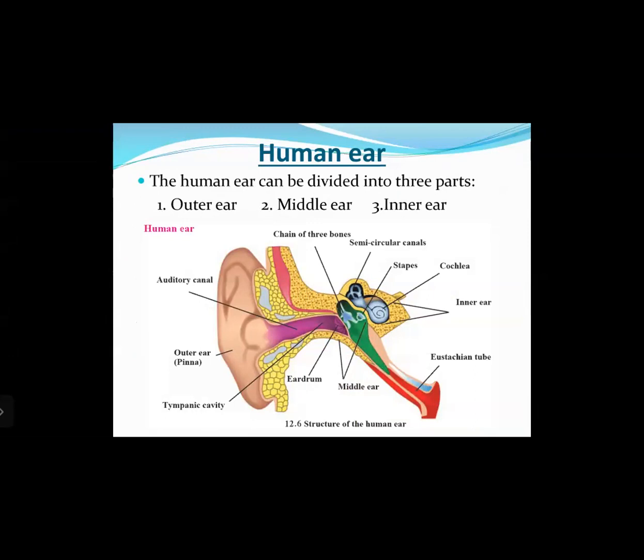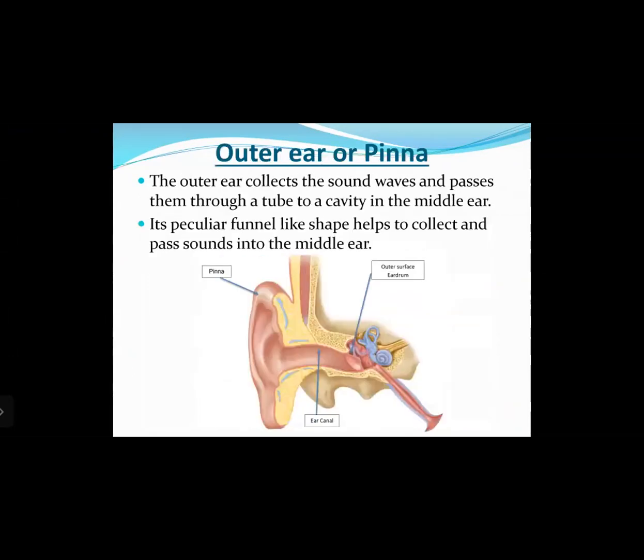Now, the human ear can be divided into three parts. The first one is the outer ear, the part that we can see from outside. Then the second is the middle ear, and the third is the inner ear. Let us see all these three parts in detail.